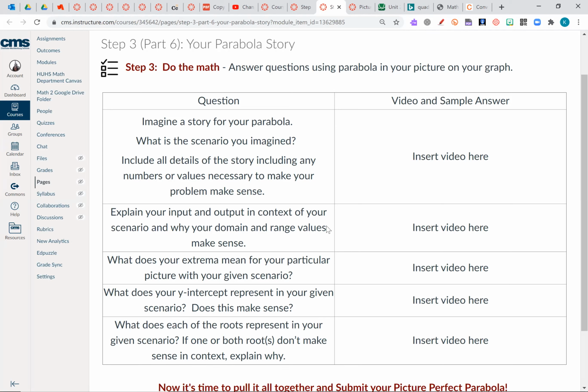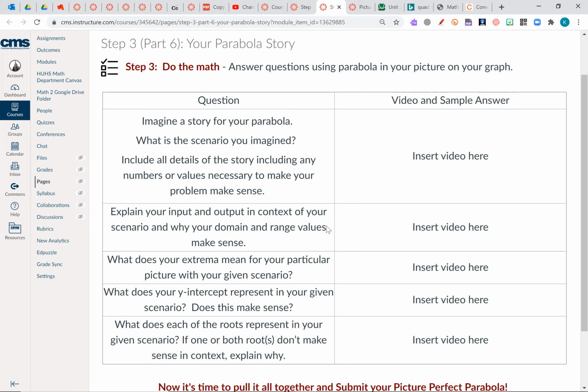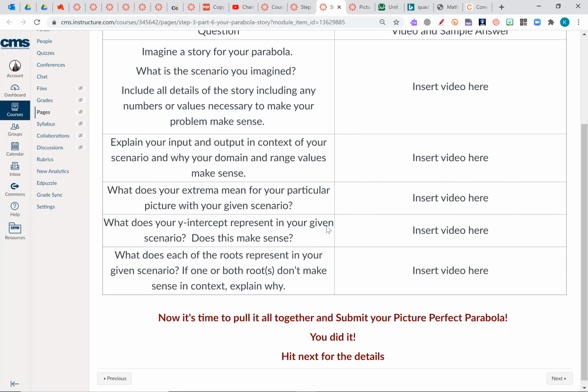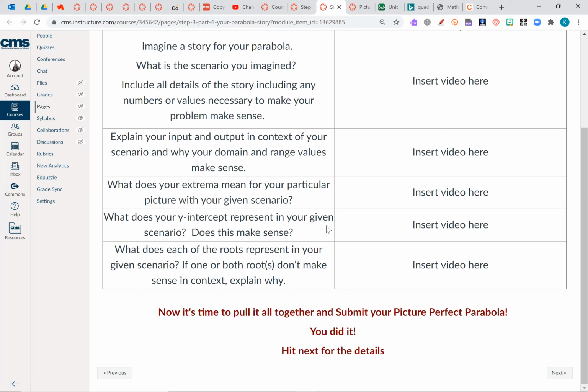What is the scenario you imagine? Include all details of the story, including any numbers or values necessary to make your problem make sense. Explain your input and output in the context of your scenario and why your domain and range values make sense. What does your extrema mean for a particular picture with your given scenario? What does your y-intercept represent in your given scenario? Does this make sense? What does each of the roots represent in your given scenario? If one or both roots don't make sense in context, explain why.